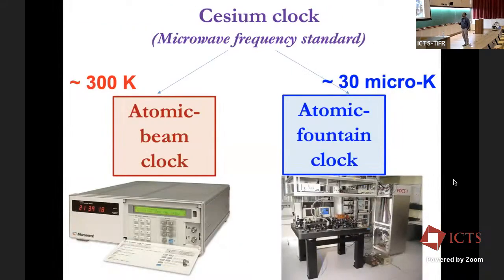So there are two kinds of cesium clocks. One is the atomic beam clock, where the cesium atoms are at room temperature, around 300 Kelvin, and the other case where the cesium atoms are at very, very low temperature, almost close to 0 Kelvin, that is around a few hundred microkelvins. And these are two sort of pictures, and let me go through these two things.